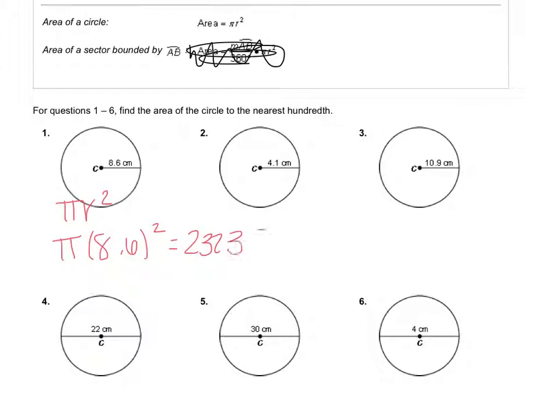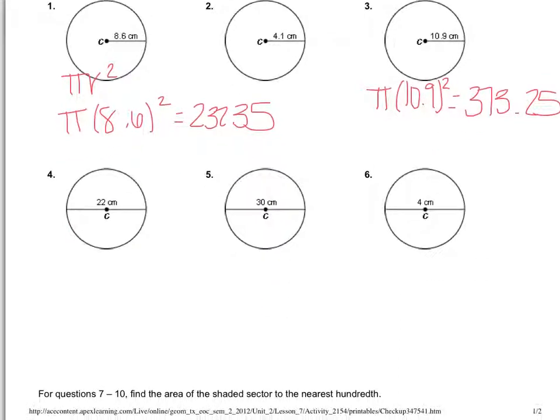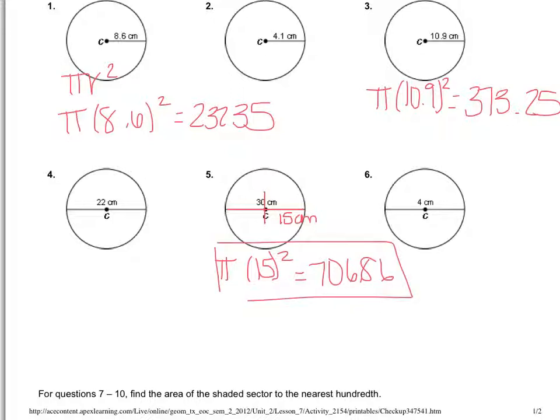So for number 3, I would do pi times 10.9 squared, which is going to give me 373.25. For number 5, again, I'm just finding the area. This time they didn't give me the radius, they gave me the diameter. So I have to divide that by 2. 30 divided by 2 gives me 15 for the radius. So I'll do pi times 15 squared, which is going to give us 706.86. And that's going to be our area.